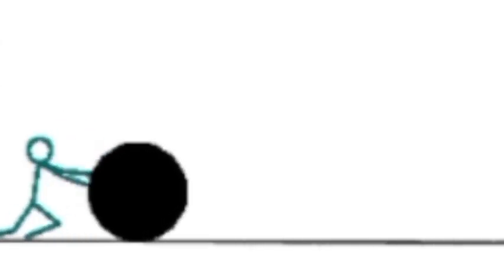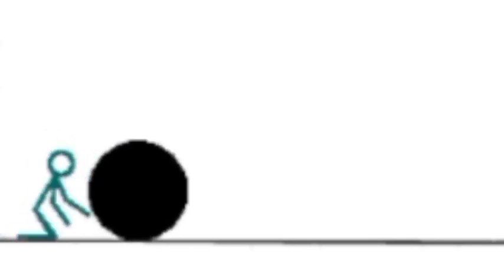As I told, what is impending motion? The object may move but actually is not moving.